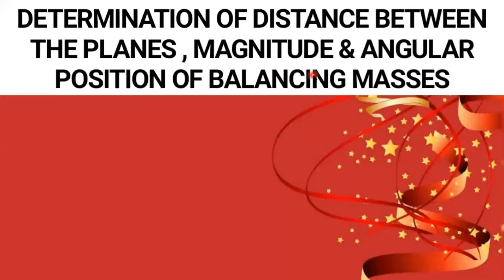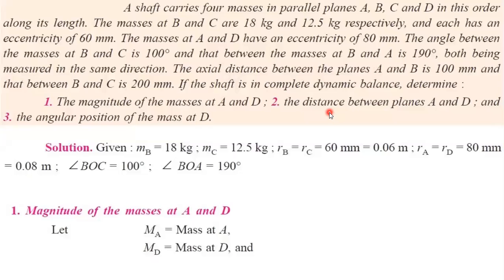In this video, we will be seeing the determination of the distance between the planes, and the magnitude and angular position of balancing masses. So this sum will be coming under the category of balancing of several masses in different planes. So here we will be having a shaft.